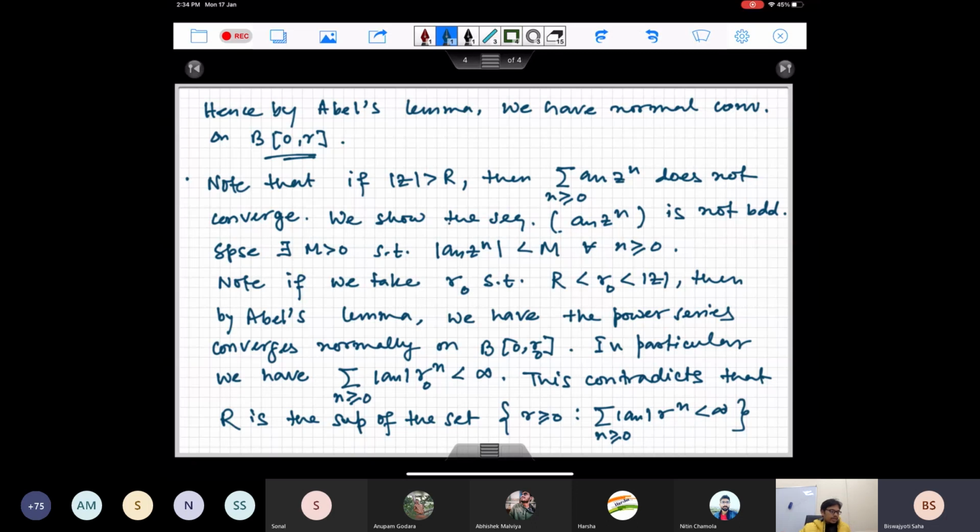So we see that indeed we have a very strong notion of convergence inside this disk of convergence.